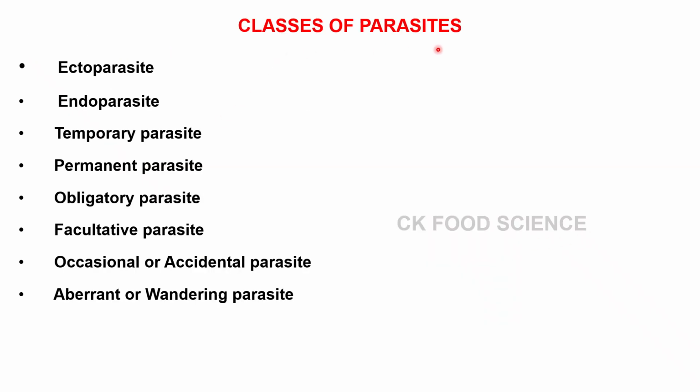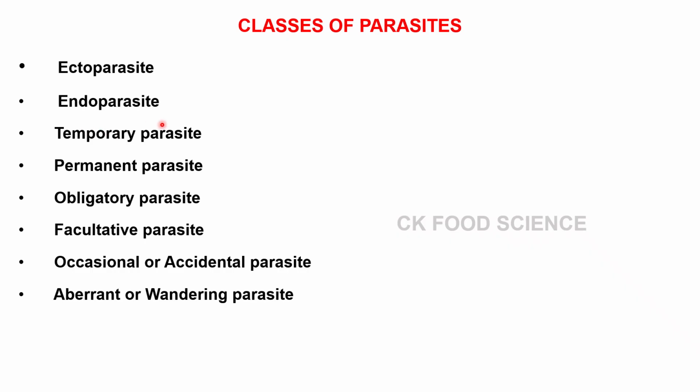Next, classes of parasites. There are a total of 8 classes of parasites. The first one is the ectoparasite, also known as ectozoa. An ectoparasite lives on the outside surface of the host body without penetrating the tissue. For example, lice, ticks and mites. The infection by these parasites is called infestation.